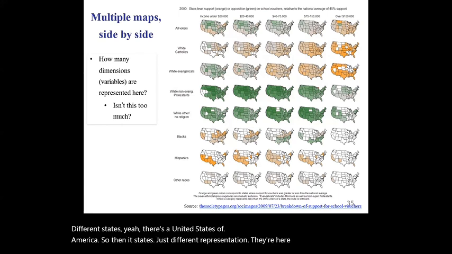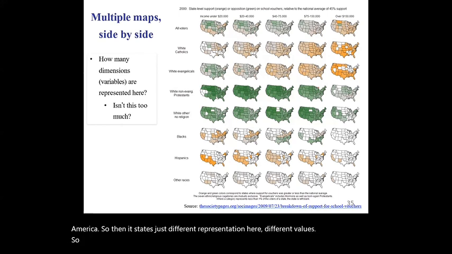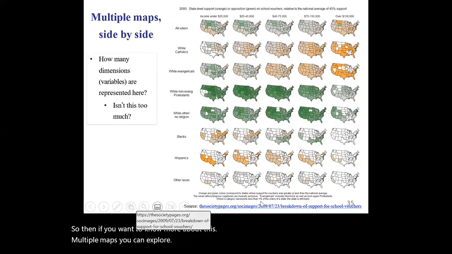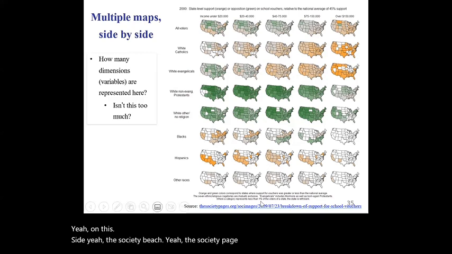Here, different values. So we can draw with multiple maps side by side here. If you want to know more about these multiple maps, you can explore this site, the Society Pages, thesocietypages.org. Then you can see and read more about this kind of visualization using multiple maps side by side data.